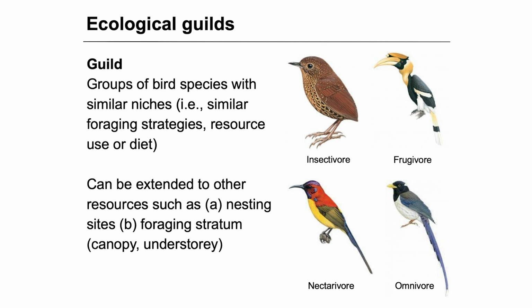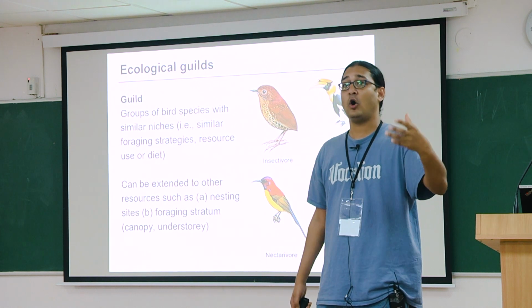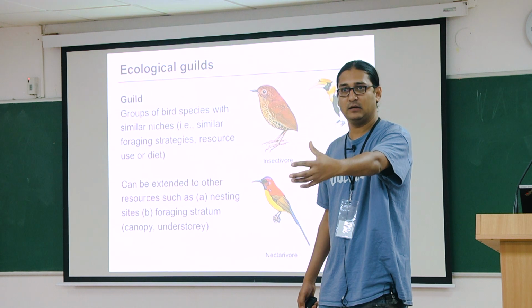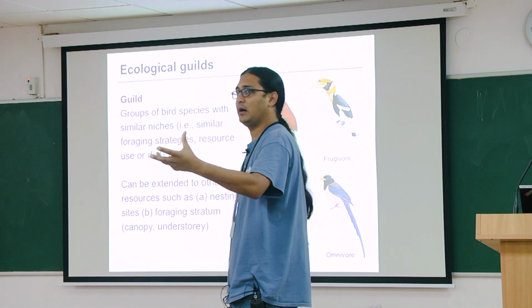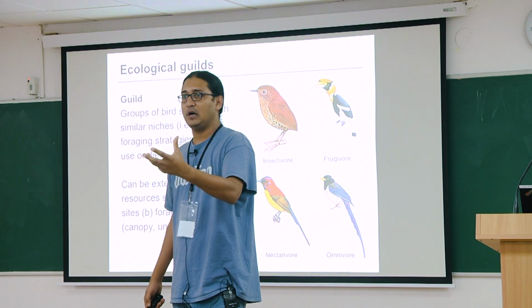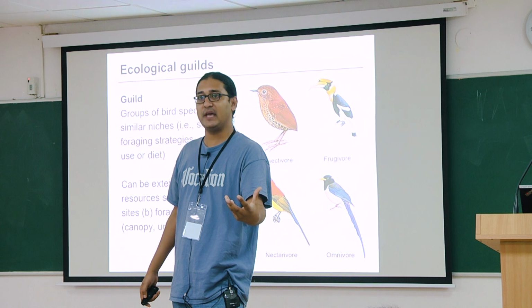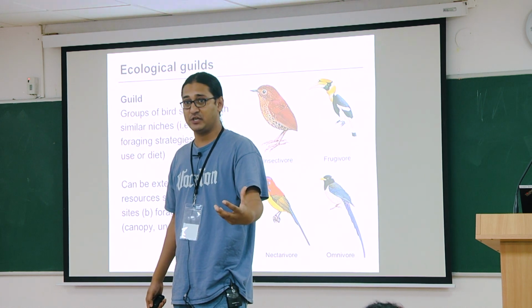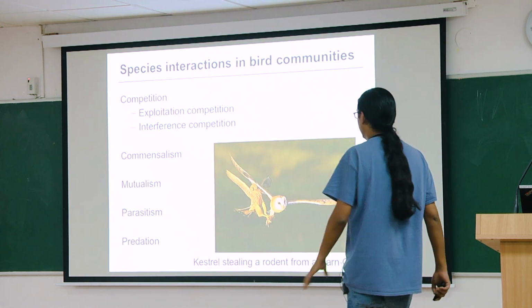Now the guild concept can be extended to other things. So for example, all the birds that nest in tree holes form the cavity nesting guild. So the guild concept is very, very important when you're thinking about why certain species behave a certain way or why certain species respond to environmental change in certain ways.